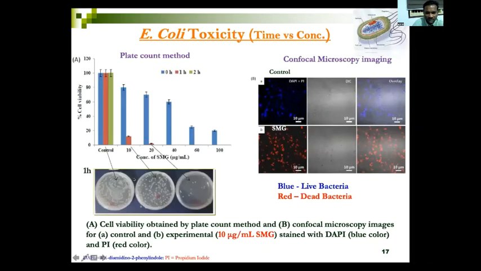Next slide, please. See here, there is an antibacterial activity. You can see that with time and concentration, the bacteria has been almost dead within 1 hour. Even this also gives the same results. This is a live bacteria, this is a dead bacteria. Next slide, please.